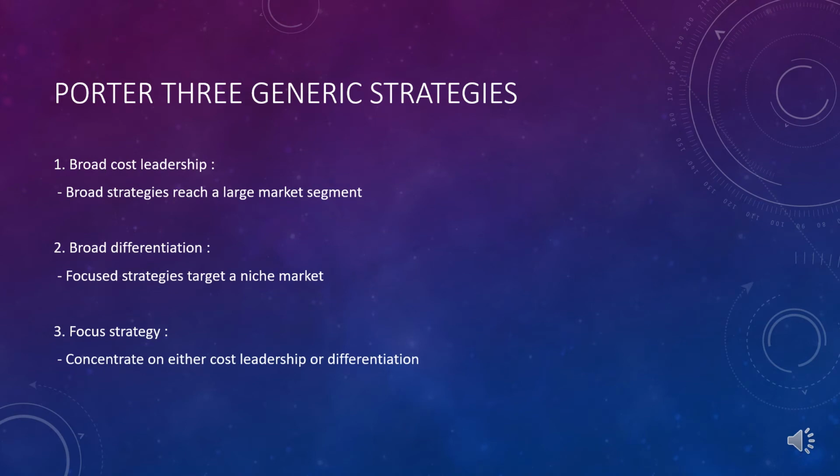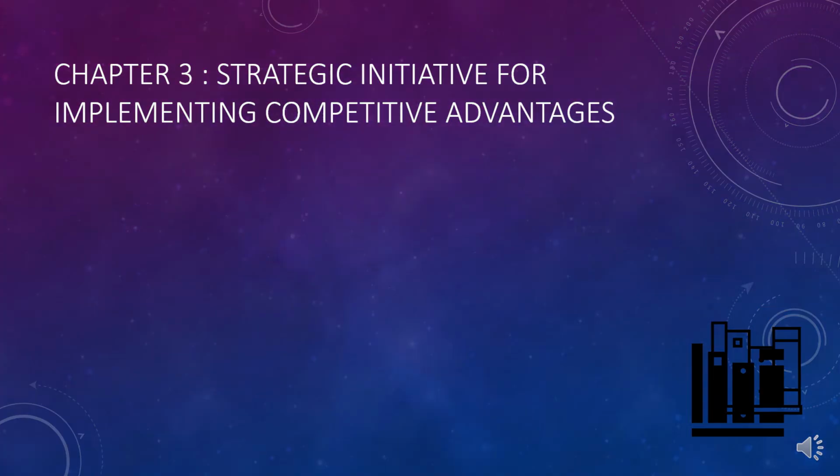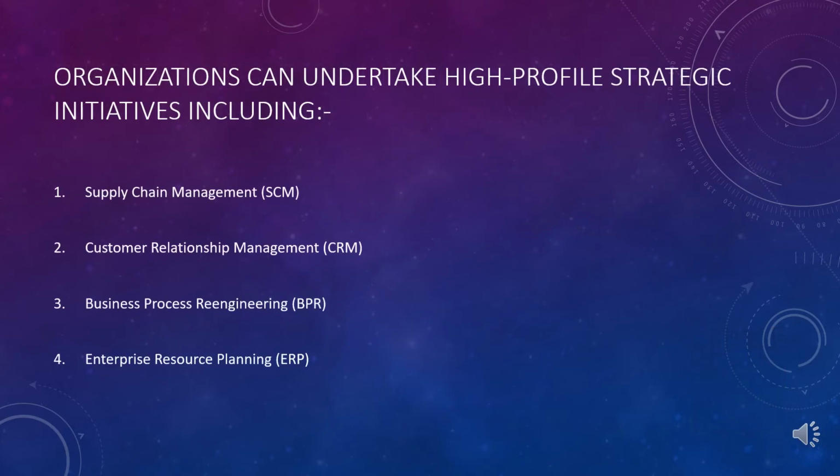Porter's 3 generic strategies. There are 3: broad cost leadership, broad differentiation, and focus strategy. Chapter 3: Strategic Initiatives for Implementing Competitive Advantage. Organizations can undertake high-profile strategic initiatives including supply chain management (SCM), customer relationship management (CRM), business process re-engineering (BPR), and enterprise resource planning (ERP).